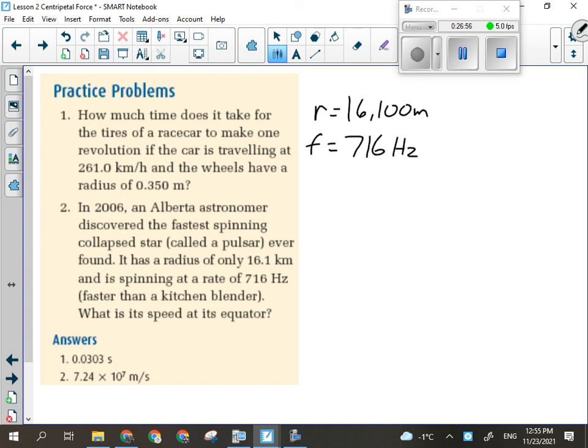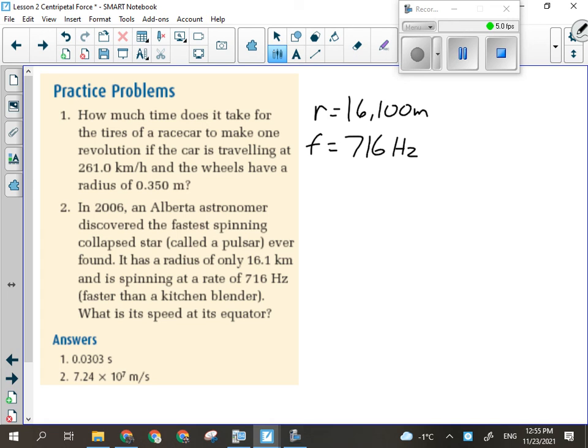716 revolutions per second. Imagine Calgary spinning around and around, 716 times in a second. Everything would be destroyed, liquefied. Yeah, that would be good.